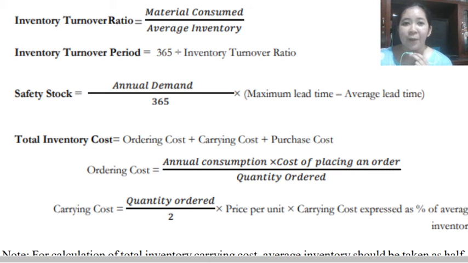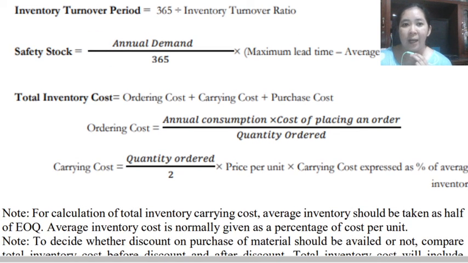Another formula is safety stock. We mentioned safety stock earlier. This is the amount of inventory that is available for any additional demand of the customers. The formula to compute our safety stock is equal to annual demand divided by 365 times the difference between the maximum lead time and the average lead time. So that's for our safety stock level.